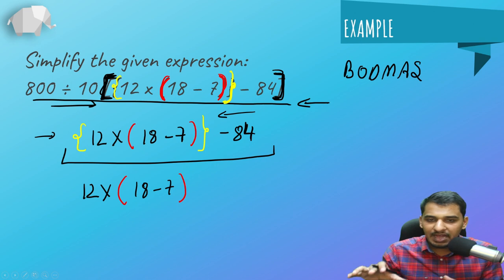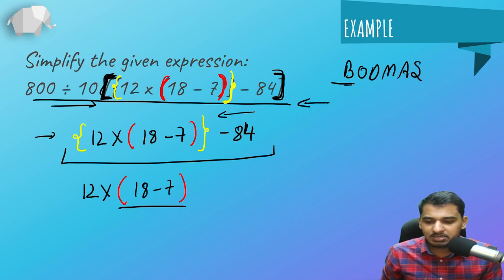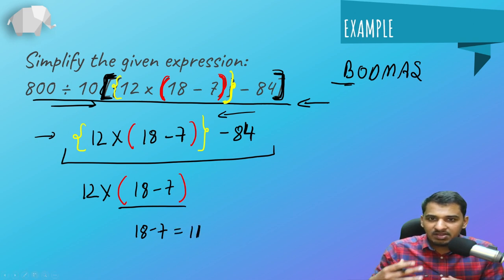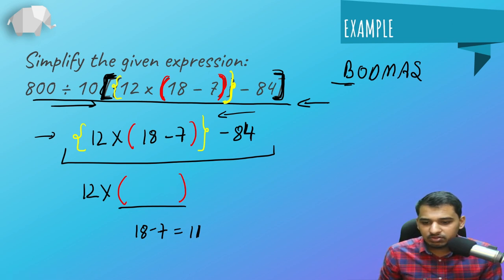Now again, you will have to apply the rule of BODMAS here. So what is the rule of BODMAS? We will first look for brackets. So which is the bracket here? 18 minus 7. There's no more bracket here. This is 11. Once we have solved this bracket, 18 minus 7, which is 11, we can replace it by 11. So I'm replacing this and this will be 11.